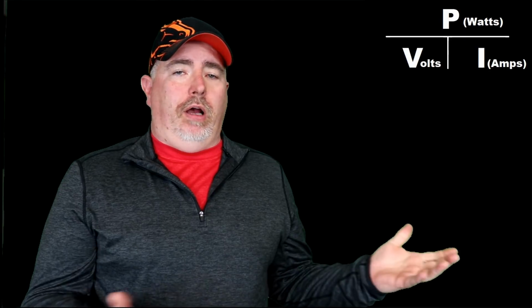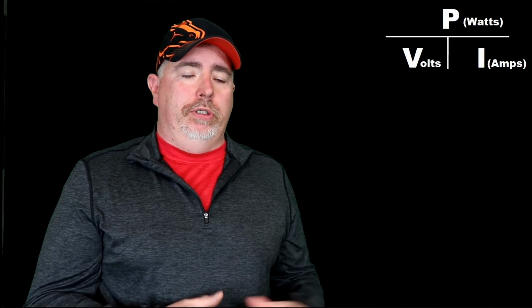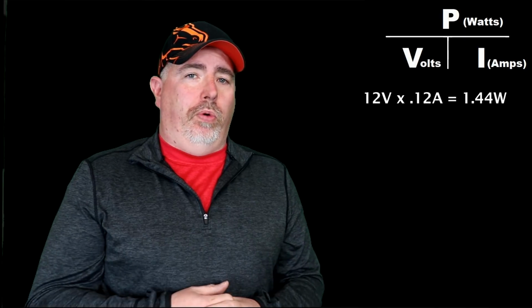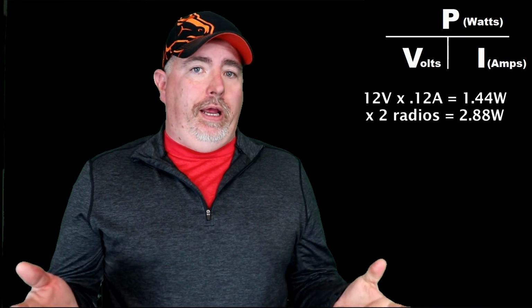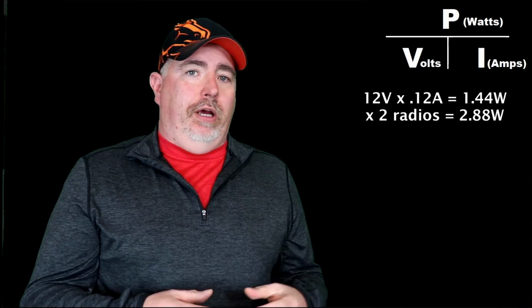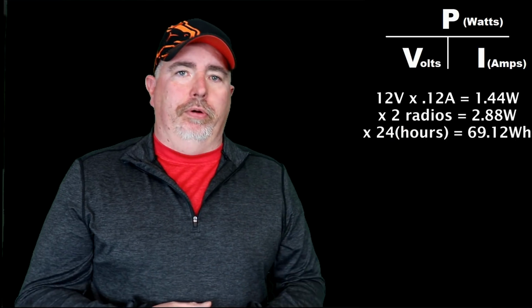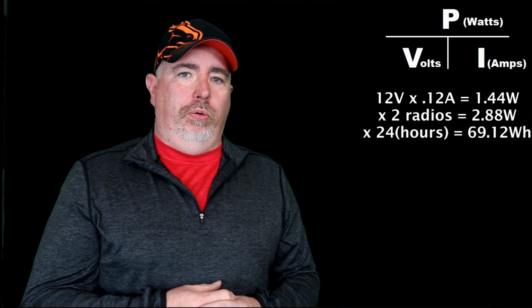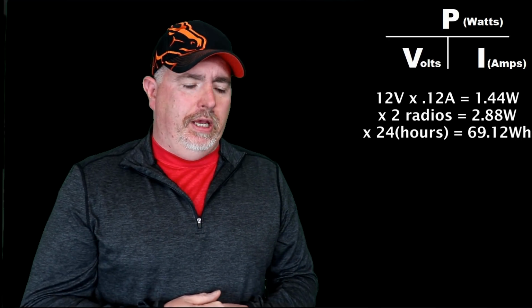Okay, what's that mean? The P is for watts, the V is obviously volts, and I is amperage. So to figure out your power, you take V times I, and voila, you've got your power. So for instance, one of our radios that draws about 120 milliamps at 12 volts, that's about 1.44 watts. So 2 of them is 2.88 watts. And 2.88 times 24 comes out to whatever number. That's how many watt hours we use per day on those sites. And it's not a huge load.